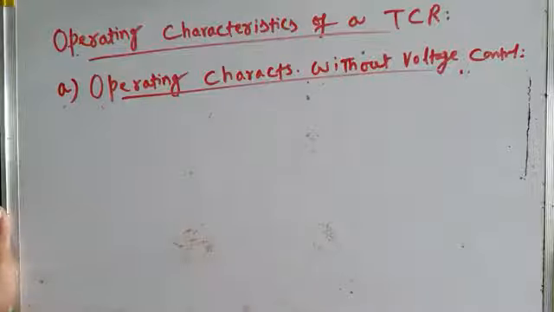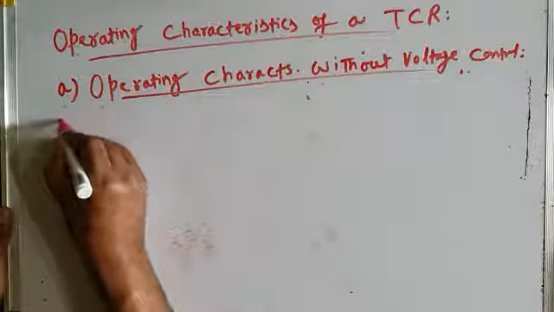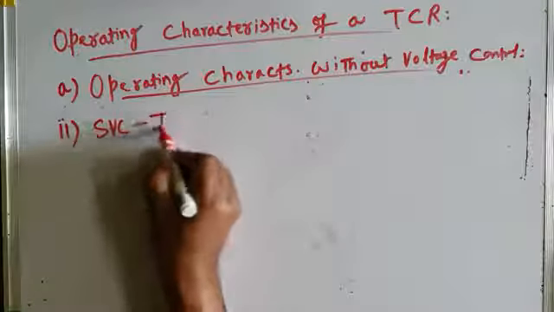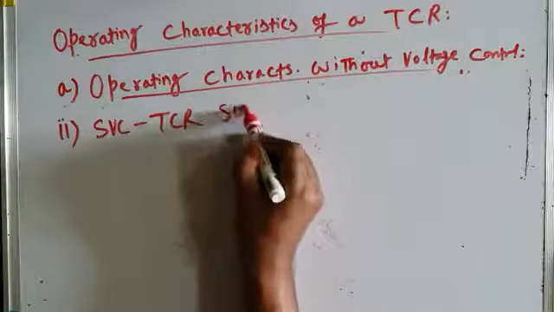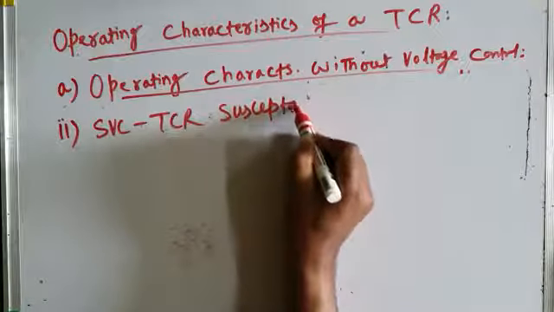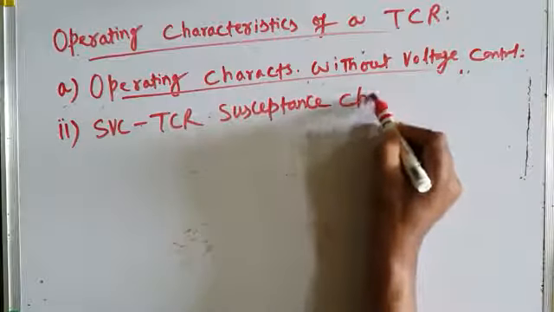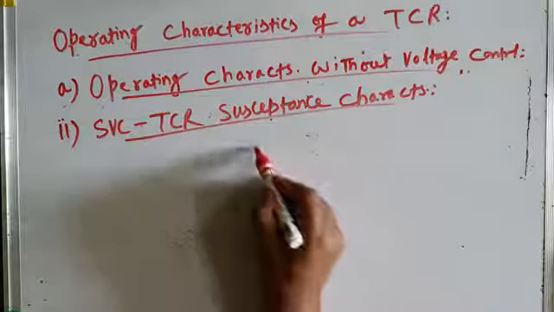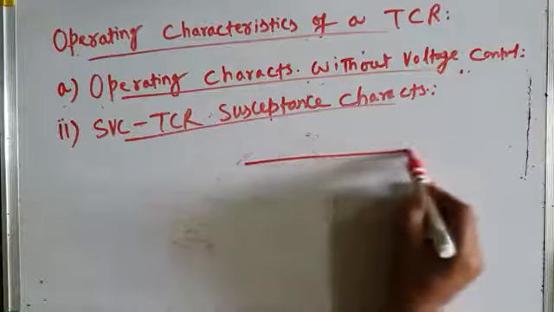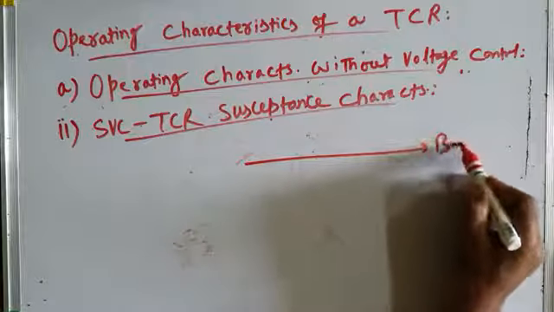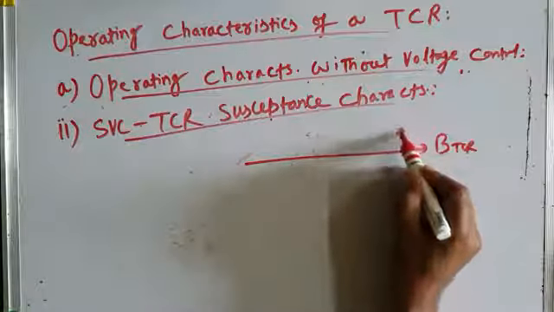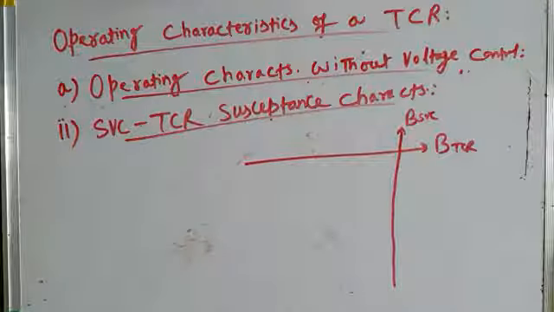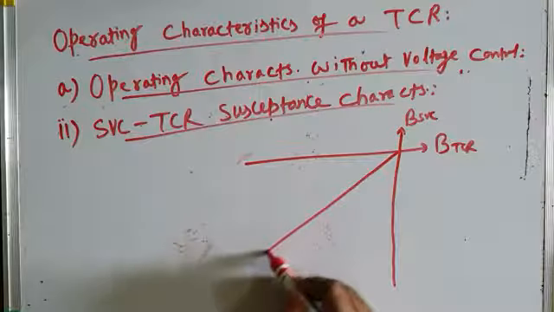The second type of operating characteristics without voltage control are the SVC-TCR susceptance characteristics. So these characteristics will be like this. For example, this is BTCR, TCR susceptance, and this is BSVC, SVC susceptance. And then the characteristic will be like this.